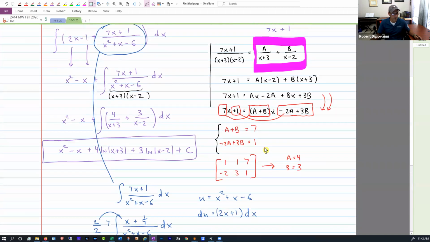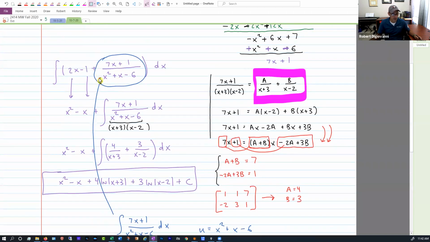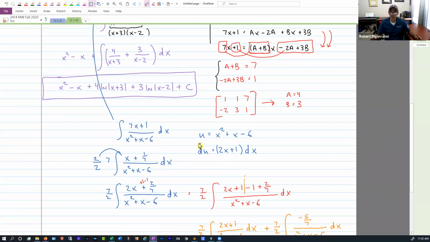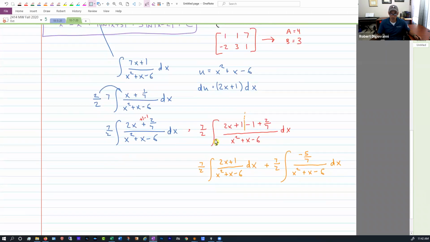So always be looking when you've got a linear over a quadratic. Make sure that that thing doesn't factor. If it factors, go to partial fractions. If it doesn't factor, you've got to do this. Like if that didn't factor, we would complete the square here.